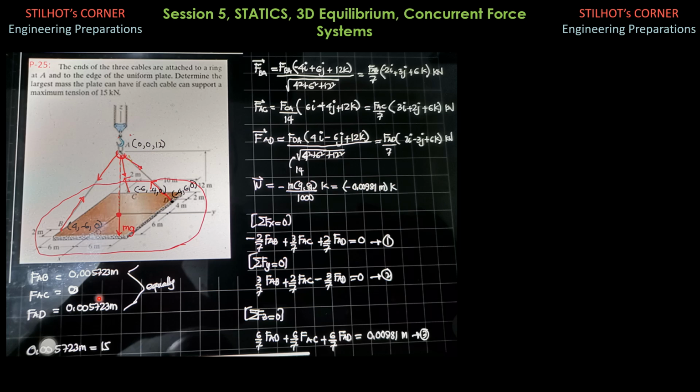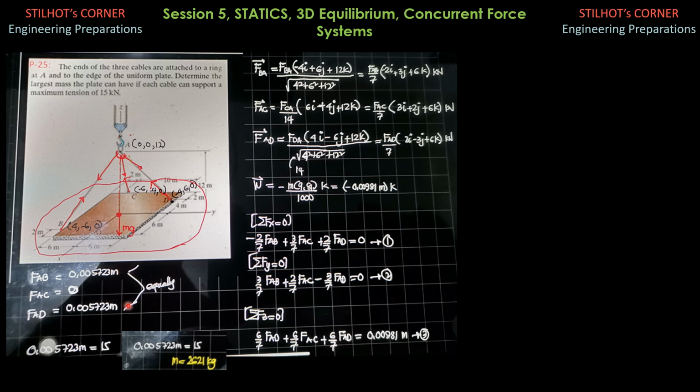Since AB and AD are equally stressed, we equate either one of them to the capacity of the tension in the cable, which is 15 kilonewtons. So that is 0.005723 M equals 15. So M is 15 over 0.005723. M therefore is 2621 kilograms. That's the largest mass that the plate can have so that the cables will not break.